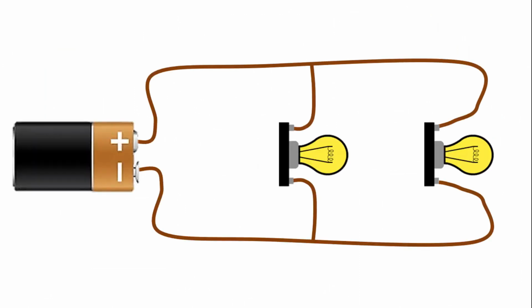But it is not so with parallel connected lamps. Since all lamps have the same voltage, even if one of them burns out, the other continues to light. Here we have given an example of a lamp as a load. It can be any circuit element instead of the lamp.